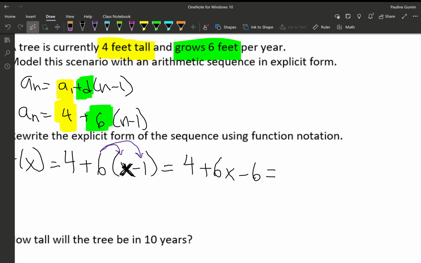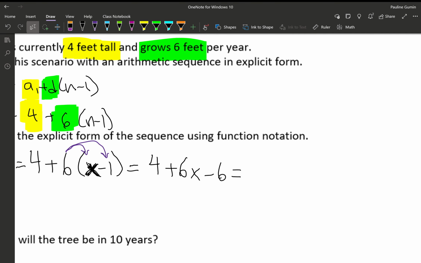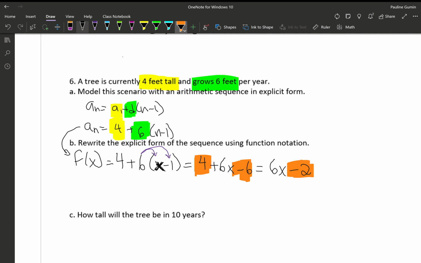We have to continue simplifying this because I see 2 like terms. Hopefully, you also see that 4 and negative 6 are the like terms that we're combining because the 4 and the minus 6 do not have x's. The 6x does, so it stays 6x. Unfortunately, all on its lonely. But 4 minus 6 gives us negative 2. Okay, so function notation, f of x equals 6x minus 2.